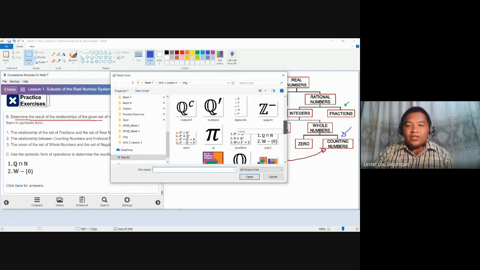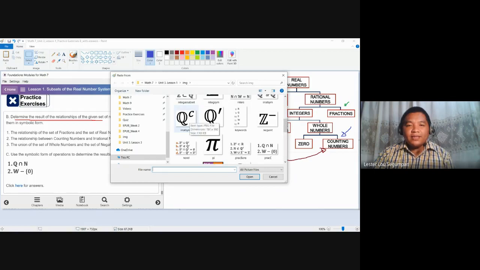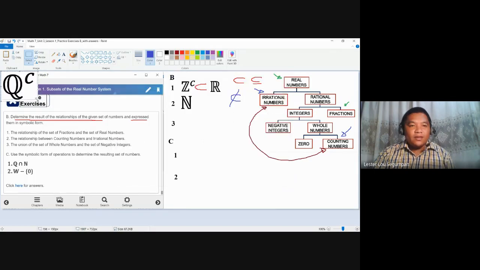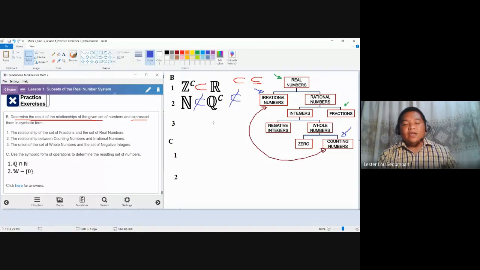Same with fractions earlier, we are going to use the symbol for complement. We will use this symbol for complement. And then to complete this, let us use the symbol for not a subset for a while. Let me use transparent selection. This one. Not a subset of the irrational numbers. Okay, that is the answer for number two.